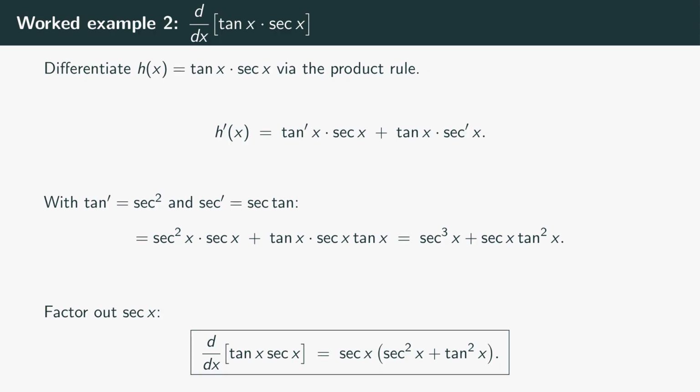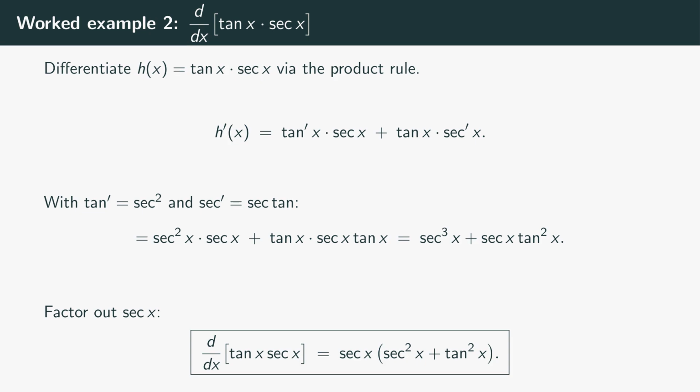Second worked example. Differentiate tangent x times secant x. Product rule. Derivative of the first times the second plus the first times the derivative of the second. From the table, the derivative of tangent is secant squared, and the derivative of secant is secant times tangent. So the result is secant squared x times secant x plus tangent x times secant x tangent x. Simplify each piece. Secant squared times secant is secant cubed. Tangent times secant tangent is secant times tangent squared. Add the two, secant cubed x plus secant x tangent squared x. Factor out the common secant x. You get secant x times the quantity secant squared x plus tangent squared x.